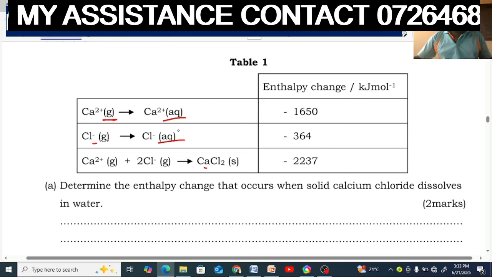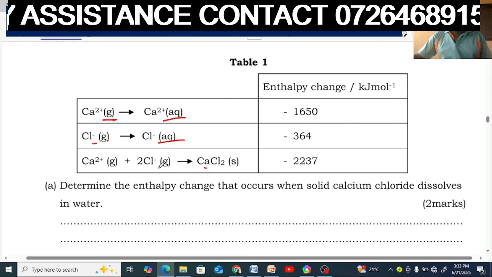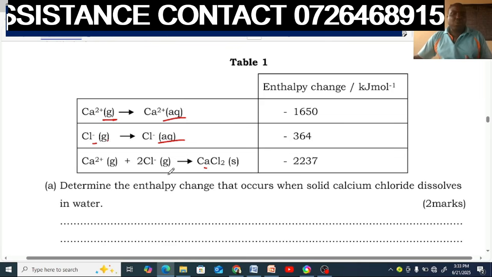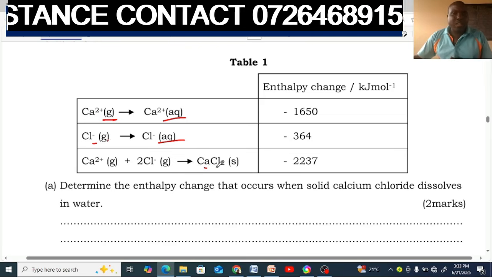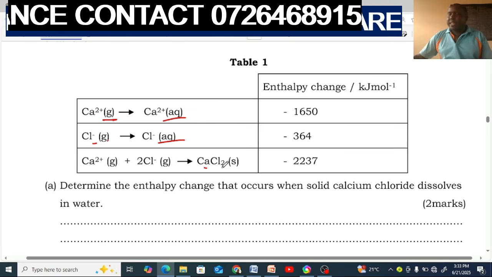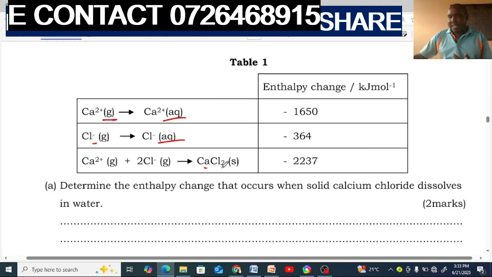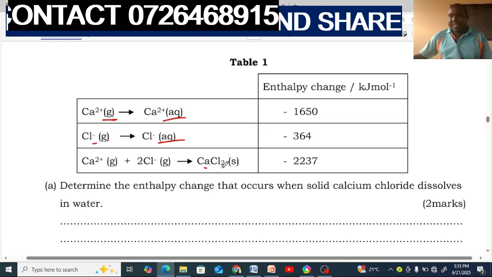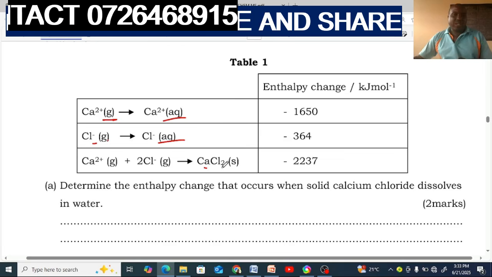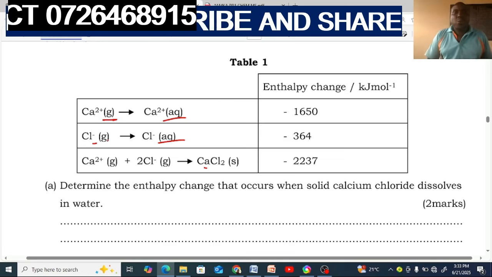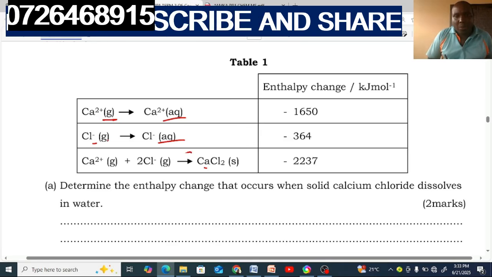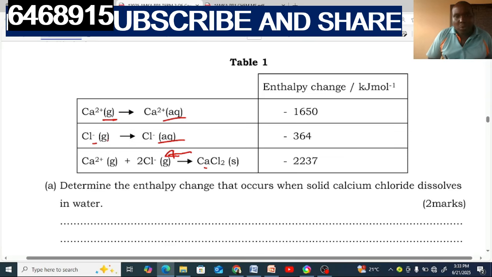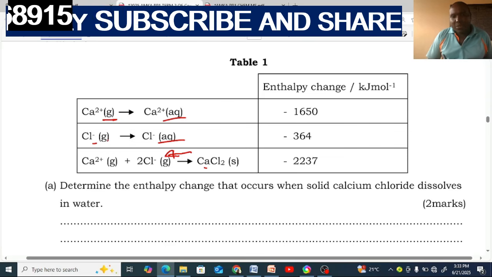Now this one, when ionic compounds combine to form an ionic compound, that is lattice, and that one is exothermic. That is lattice, a reverse lattice actually. That one is reverse lattice. But when we go this way, when an ionic compound decomposes to form its ions in gaseous form, that one is endothermic, and it will have the same energy, but it will be positive 2237 if we reverse the process.